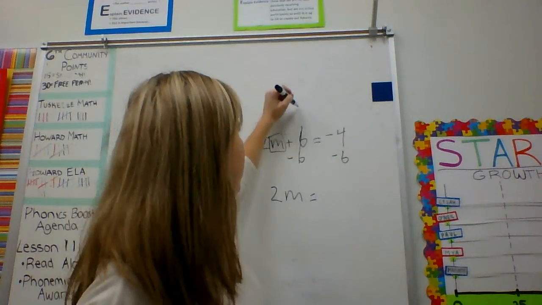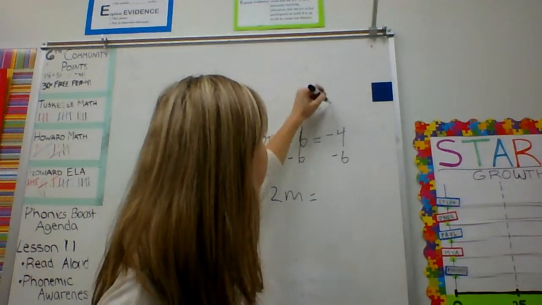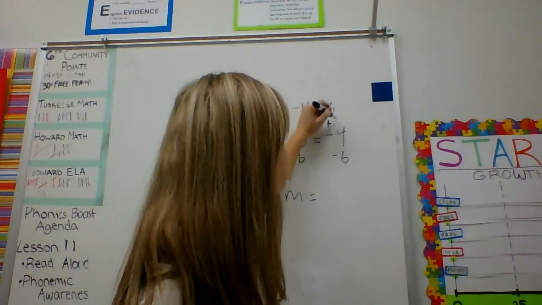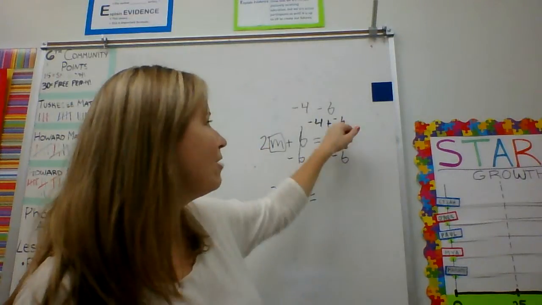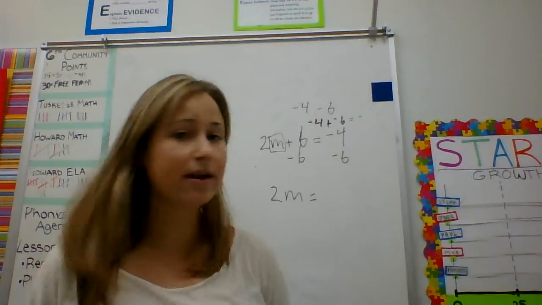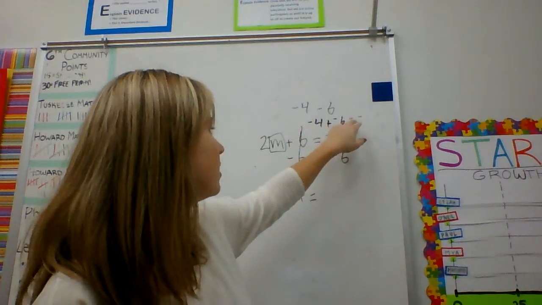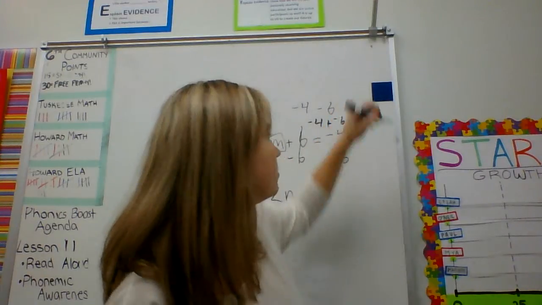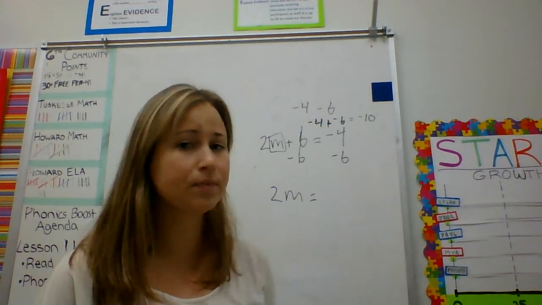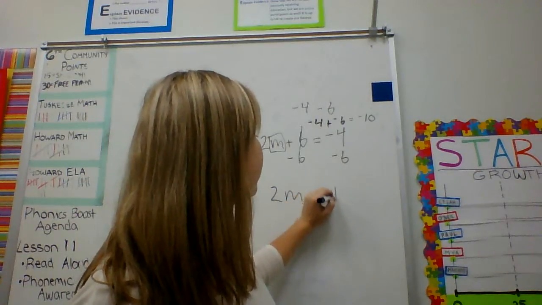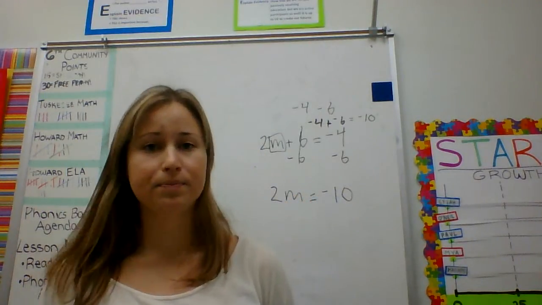Now, negative 4 minus 6. Could also rewrite it as negative 4 plus negative 6, right? I don't have any good guys, so it means that my answer has to be negative. So I have 4 negatives, I'm adding 6 more negatives. Same signs, I'm adding them together, so it has to be negative 10. So that's the number I'm going to put on the right side of my equal sign. 2m is equal to negative 10.